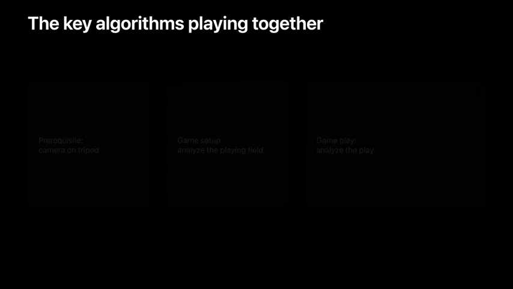Now let's look at how we actually created this application. We have some key algorithms that have to play together to make all of this happen. We start with the prerequisite phase. As you saw, the camera was on a tripod, or somehow we need to have it stabilized. Then we have a game setup. This is where we understand the playing field. And then of course comes the gameplay.